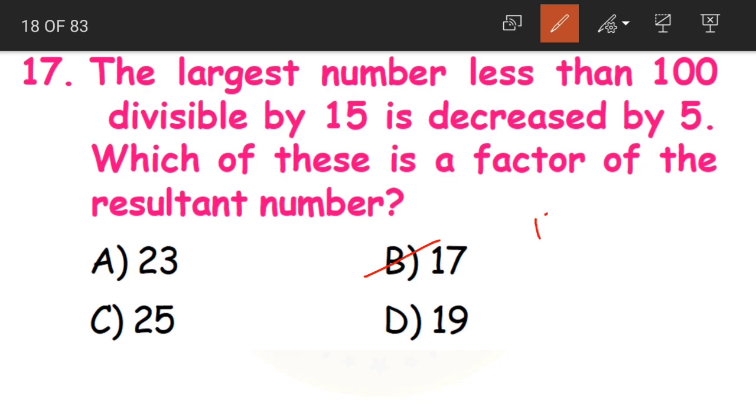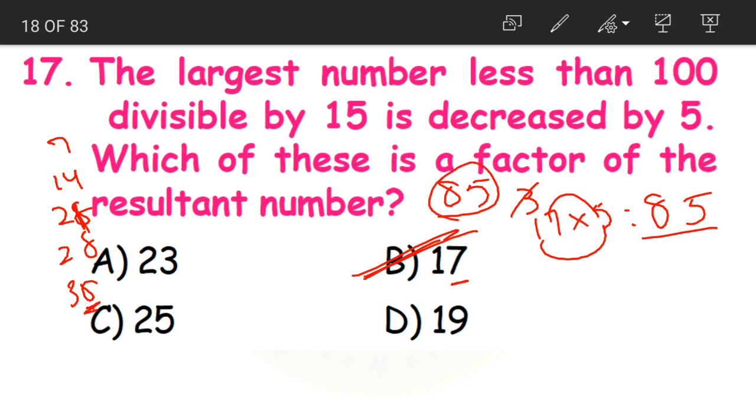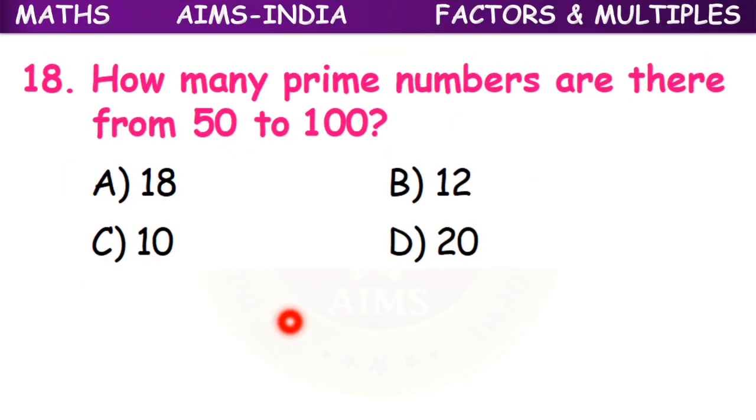Now coming to 17. See 85, right? In the 7 table, when will we get 5 in the ones place? 7 1s are 7, 7 2s are 14, 7 3s are 21, 7 4s are 28, 7 5s are 35. So let us try with 5. 7 5s are 35, 3 carried, 5 1s are 5, plus 3 becomes 8. So 17 is a factor of our resultant number, that is 85.